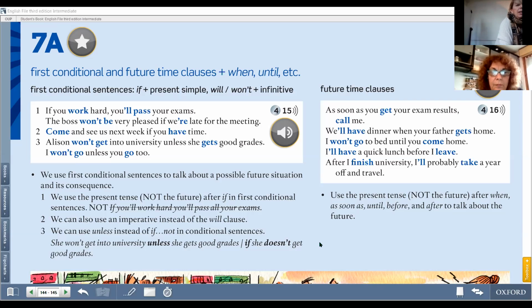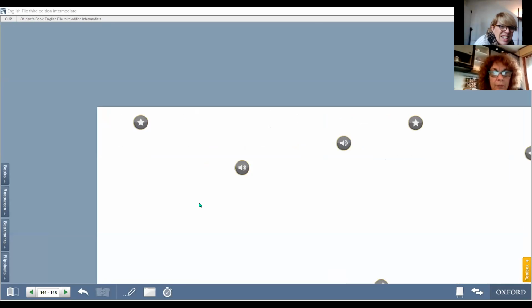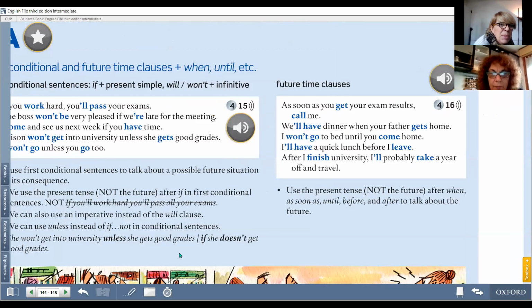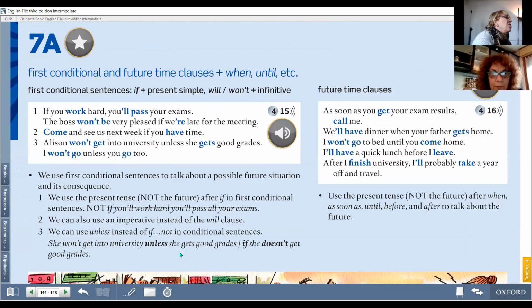Let me make it bigger, because it is a bit small. Now the thing is that this one cannot be bigger than this. Here it is a bit bigger. Not so big, I'm sorry. Okay, I won't go unless you go too.